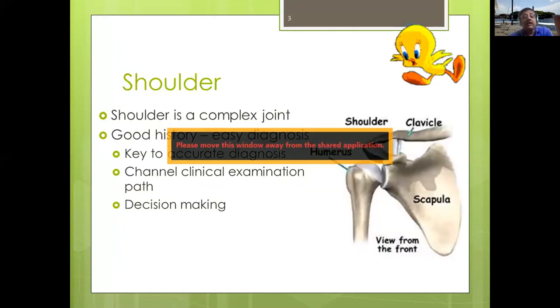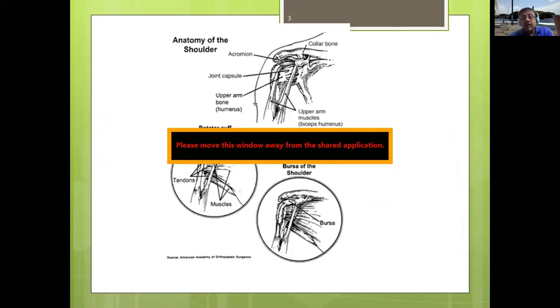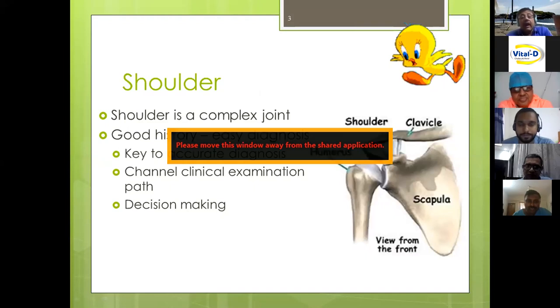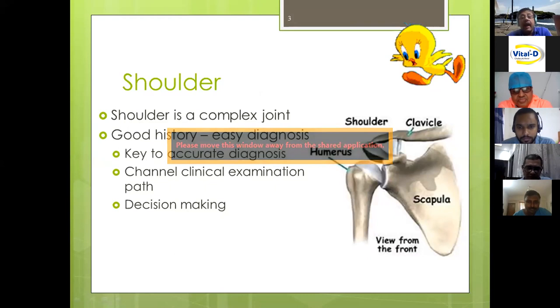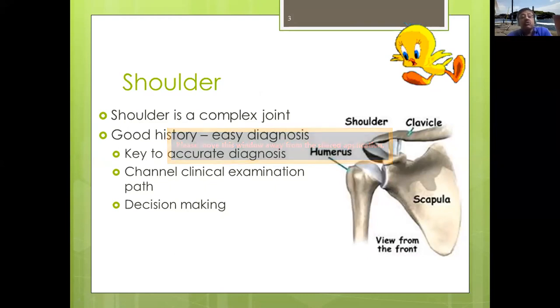So shoulder is a complex joint, and if you take a good history, then life will be easy. It is key to accurate diagnosis. And if you take a good history, it will channel your clinical examination pathway.